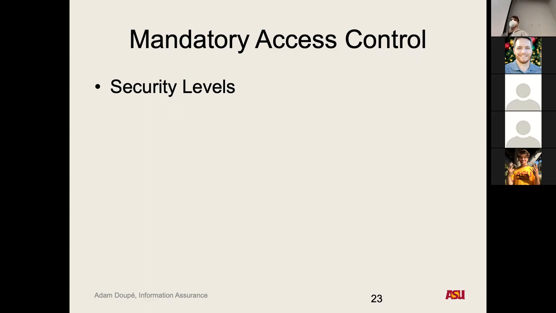What's the bottom most, like the stuff that I can read? Not quite, they have a very specific name for it. Unclassified? Yeah, so there's, Aaron in the chat: unclassified, confidential, secret, and top secret. So why are there the levels? What does that mean?